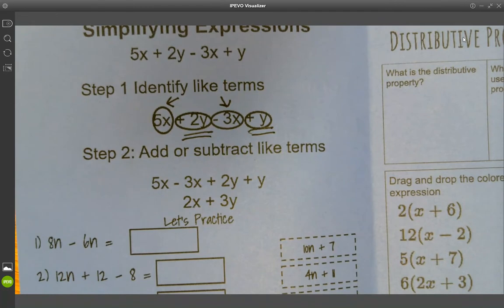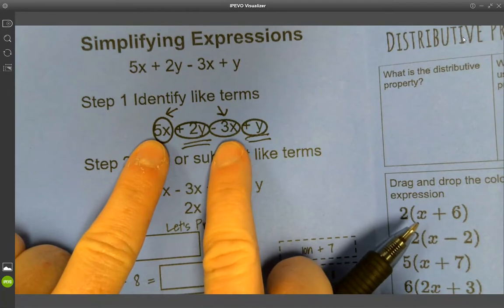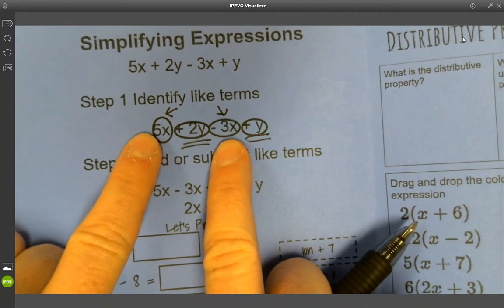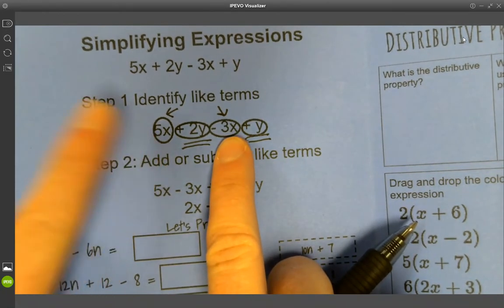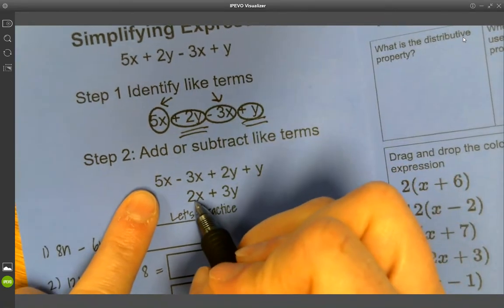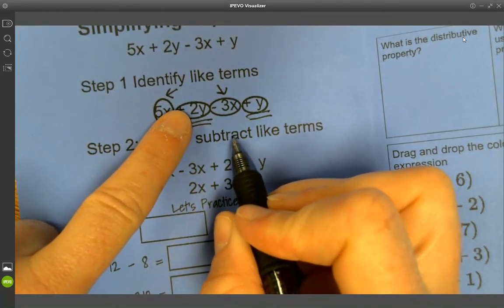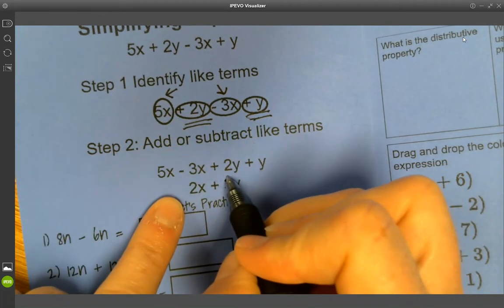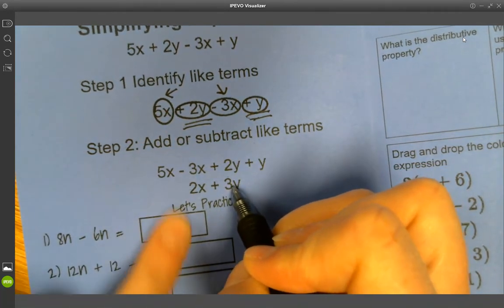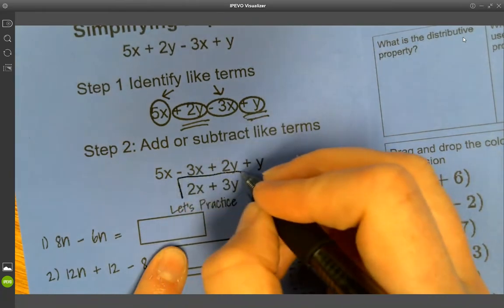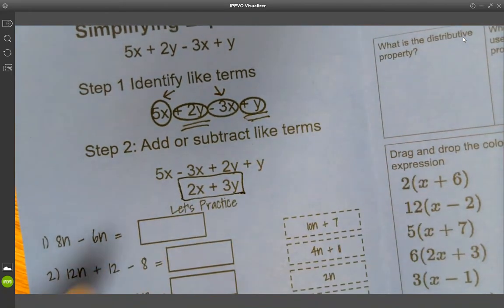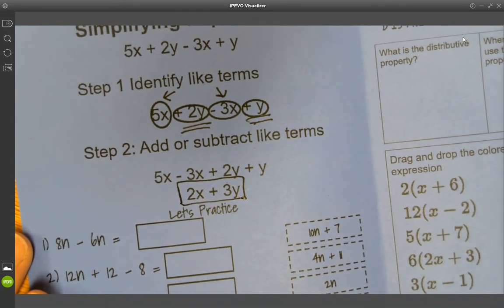So one way that you can do it is rearrange them and then add them together. Just make sure you take your sign with you. Or you can just look at them and let's say 5x and negative 3x. If I have 5 and I take away 3x, I get a 2x. So see how the 2x is right here? It's solved for you. And then 2y plus y makes that 3y. So that is the simplified version of the one above it.